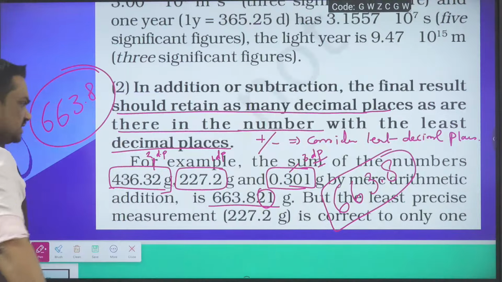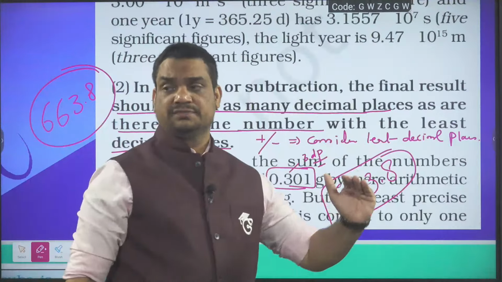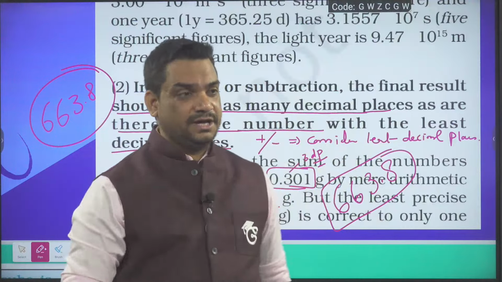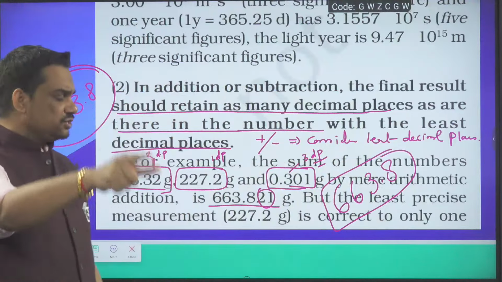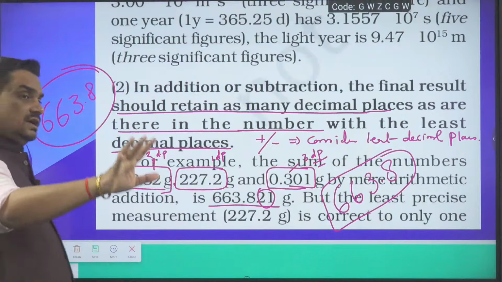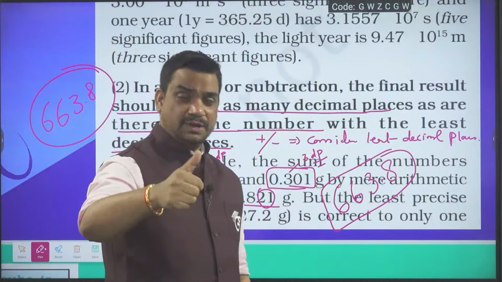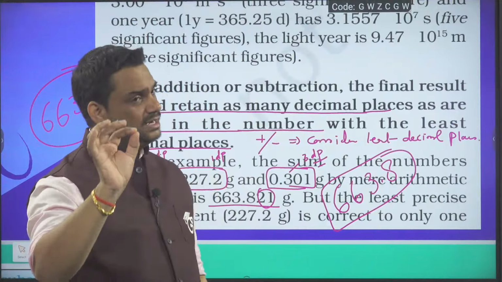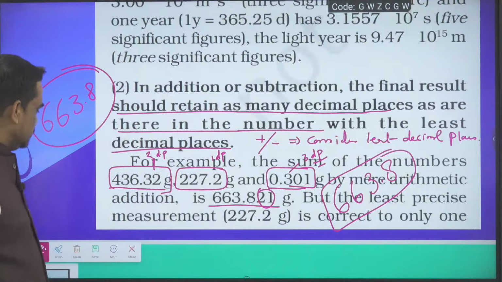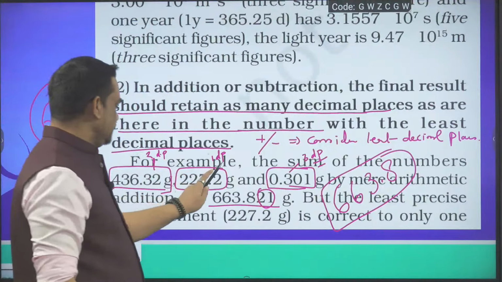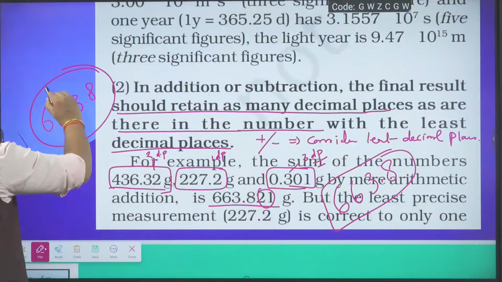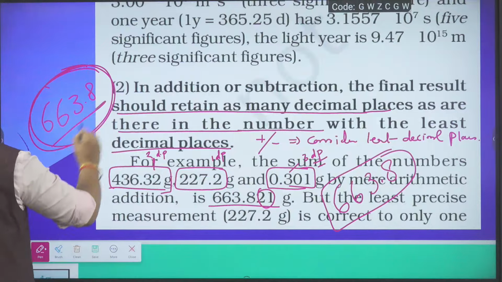I will take some more examples, these examples either from the NCERT exercise, or from the exemplar. These rules, just how I explained. I hope rules are clear. So whenever multiplication and division is there, you will consider the least number of significant figures, and whenever plus and minus is there, you need to consider the least number of decimal places. Wherever least decimal places, like here in this one 2 decimal, 1 decimal, and here 3 decimal, we have to give the answer as 1 decimal place. That's why the answer for this one becomes 663.8.